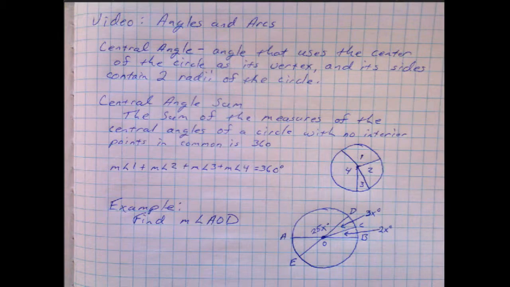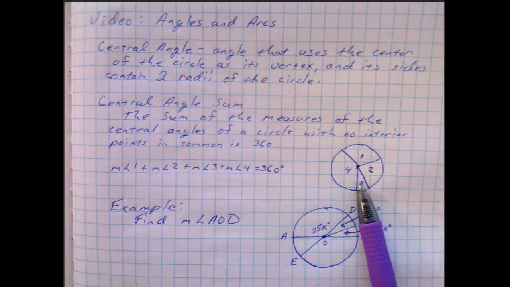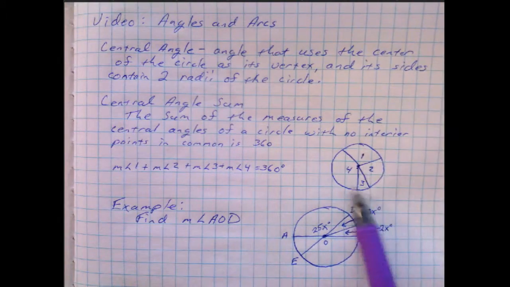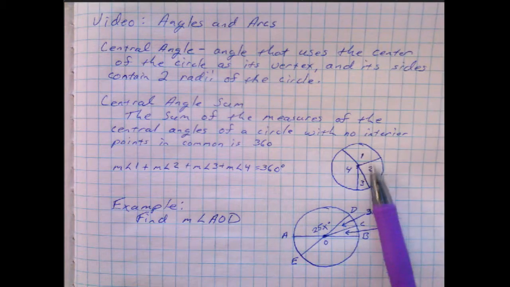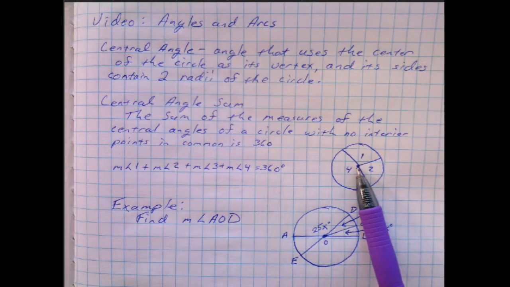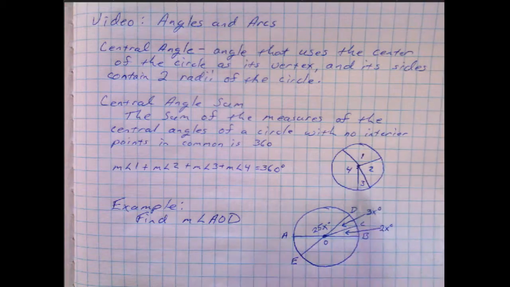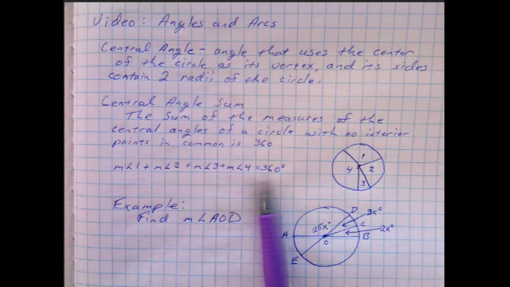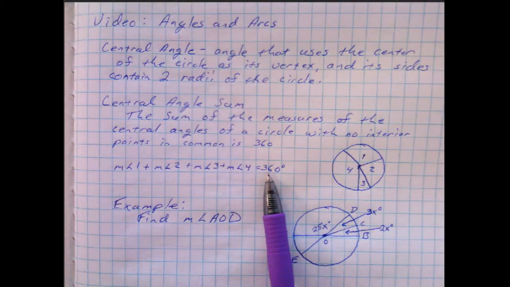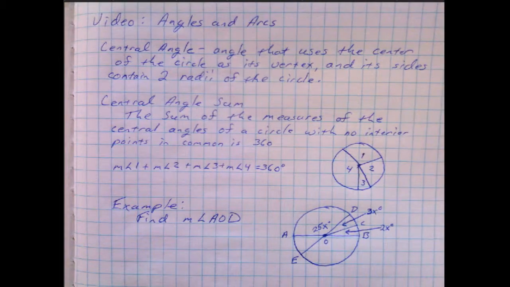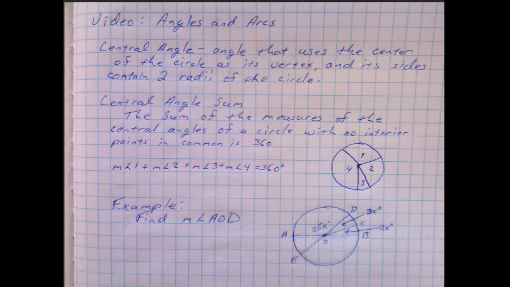Okay, so then we have the central angle sum. So the sum of the measure of all of our central angles, when we add them together, comes up to 360 degrees. So if you look at our circle here, we have 4 different angles that make up this circle that are all central angles. So when we add all 4 of those together, 1, 2, 3, and 4, we get 360 degrees. Okay, so we're going to use that information to work an example here.